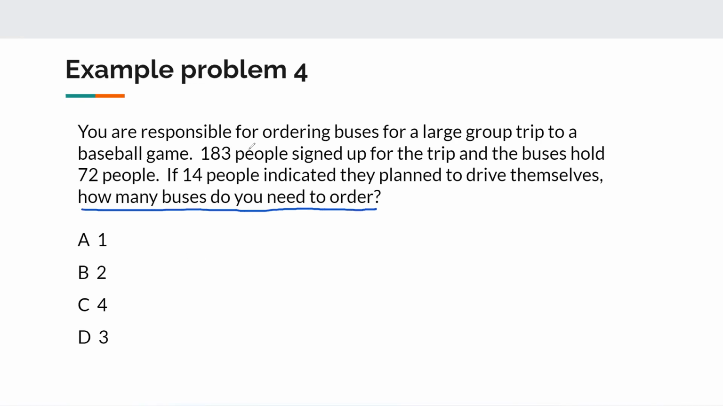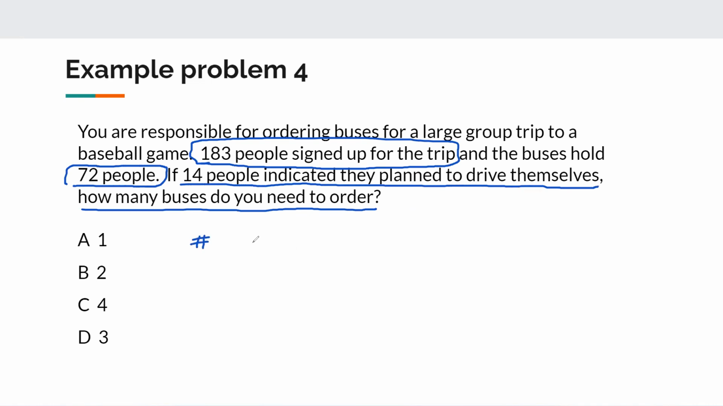Let's go back and highlight important information. There really isn't anything in sentence number 1 that we need, but 183 people signed up for the trip. That's important. The buses hold 72 people each, and 14 people are going to drive themselves. That means they're not going to be on the bus. So let's, as a step number 1, find out how many people are going to ride the bus.